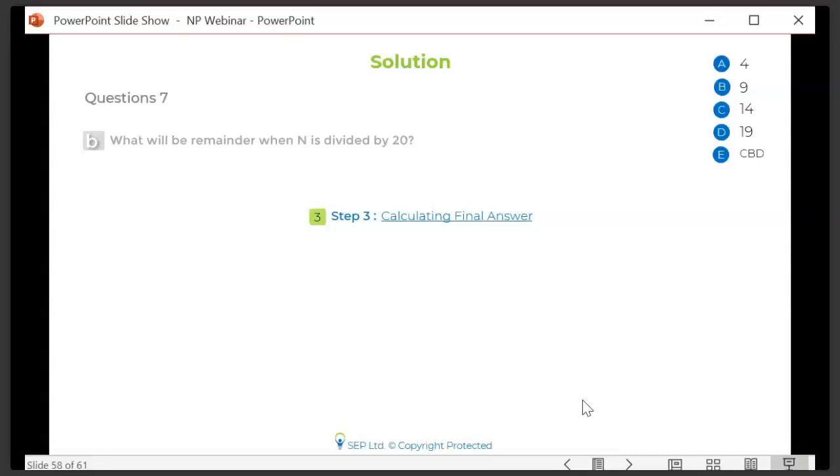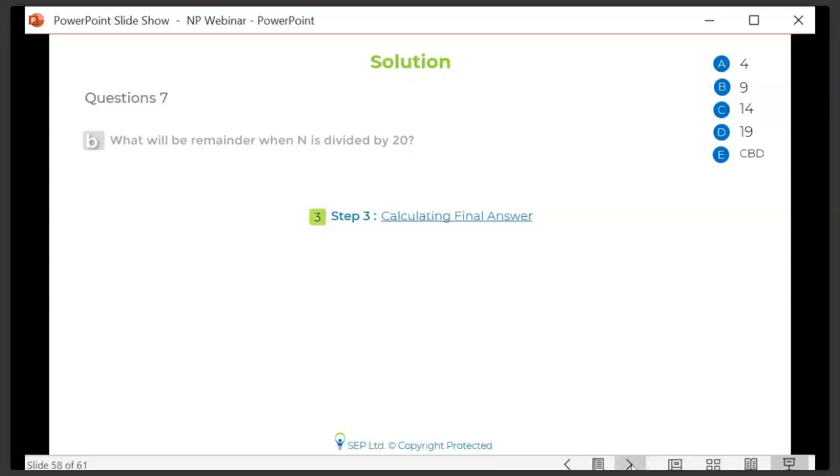But think about it. In this case, you are getting different answers. Very easy for you. You could have said, hey, CBD is the answer. Very good, let me mark it. But then what will you do in this question when n is divided by 20? Because when you're taking different values, you're not using the concept. You're using random values without using the concept.